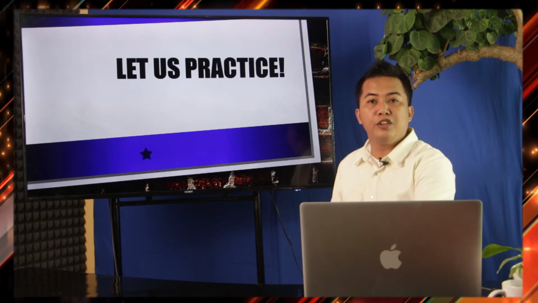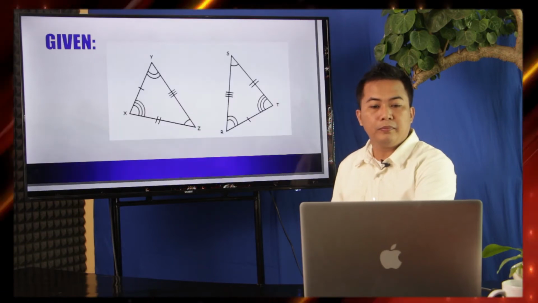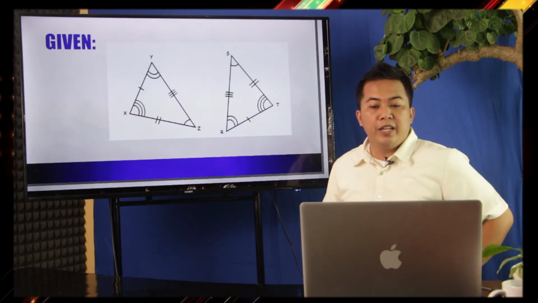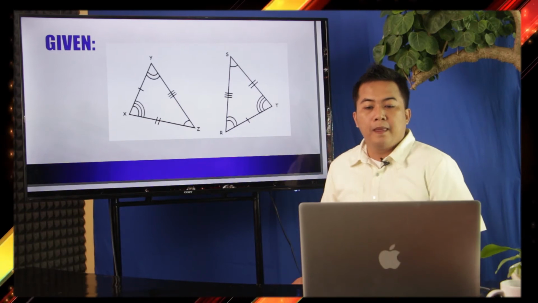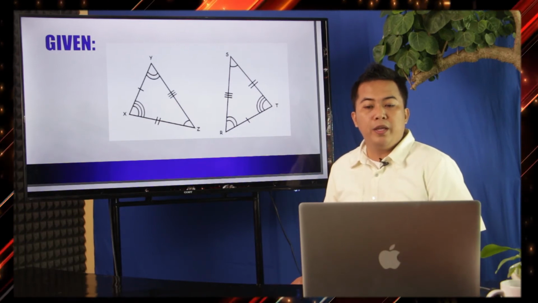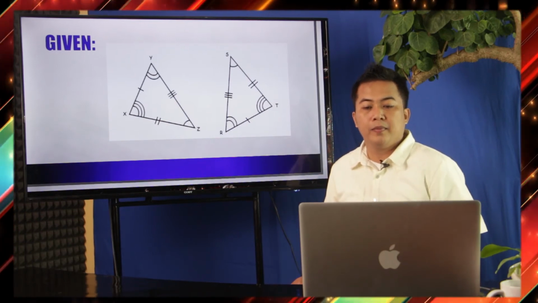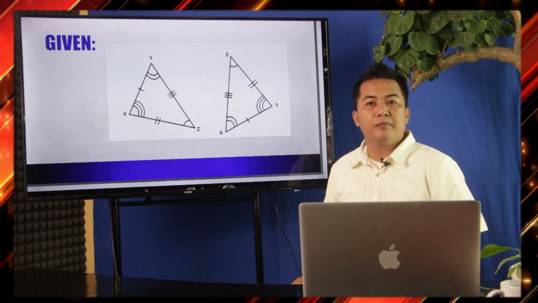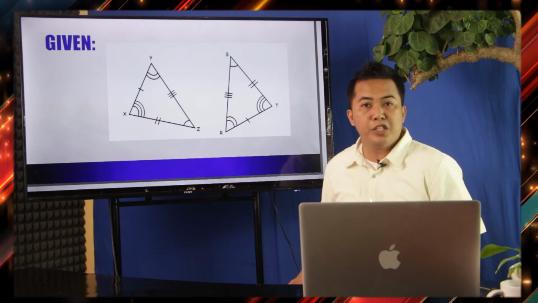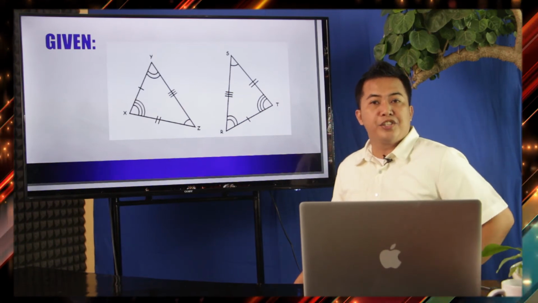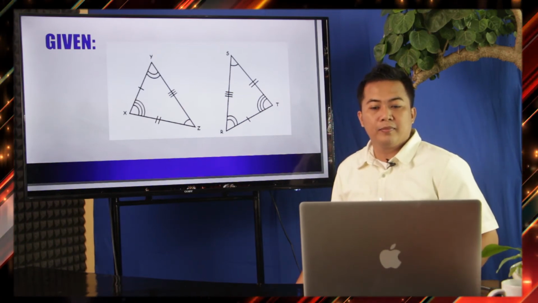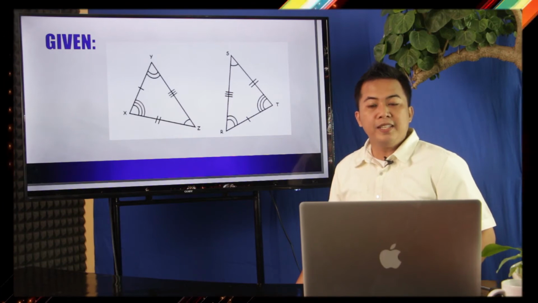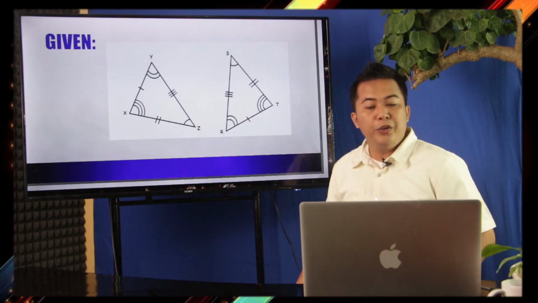Let's have another illustrative example. I want you to study the given figure. Given is a figure showing two triangles. Can you name all the pairs of corresponding sides? How about the corresponding angles? Let us check your answer. For corresponding sides, what do you have?